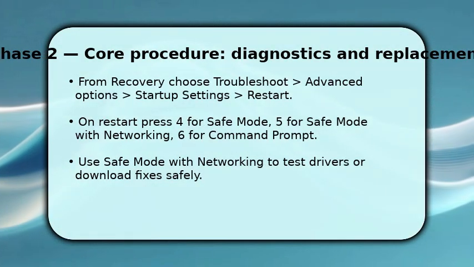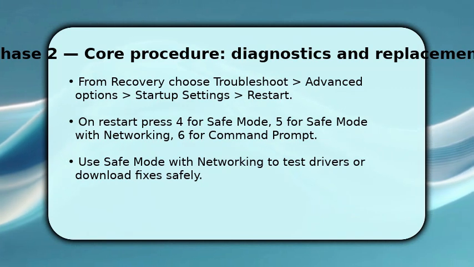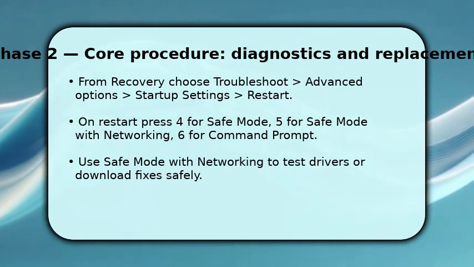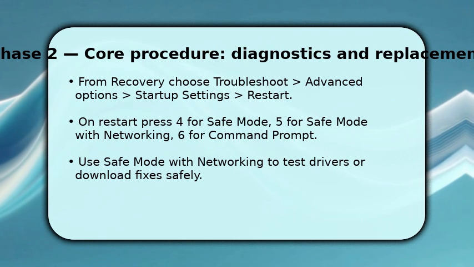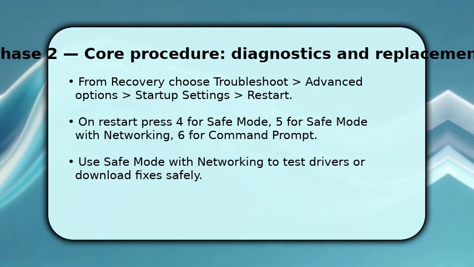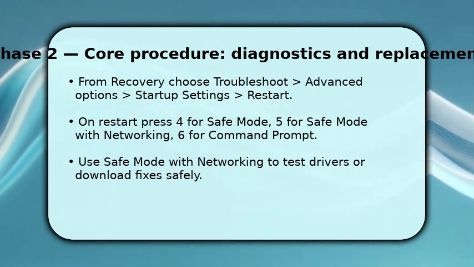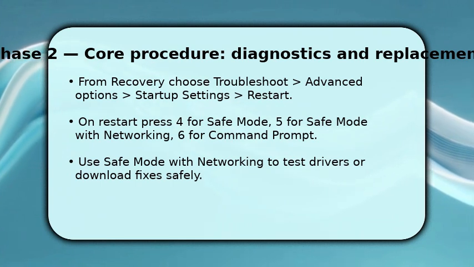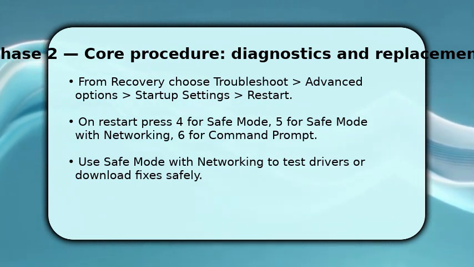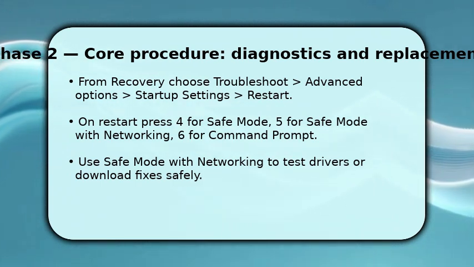Once in the blue recovery menu, choose Troubleshoot, then Advanced Options and pick Startup Settings. Select Restart to reveal boot choices. When the PC restarts, you'll see numbered options. Press 4 to boot safe mode, press 5 for safe mode with networking if you need internet, or press 6 for safe mode with command prompt.